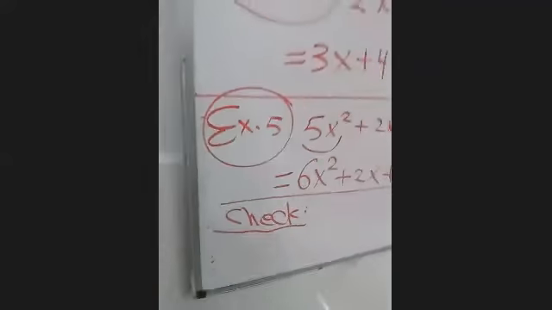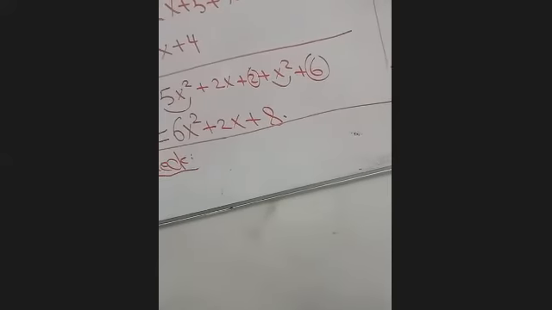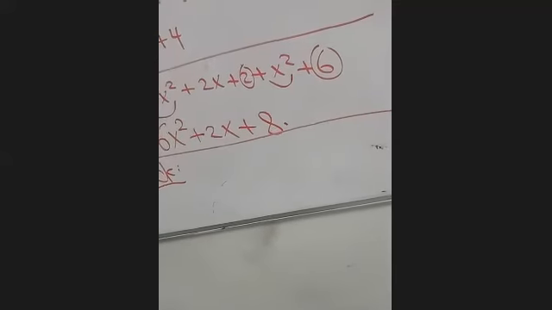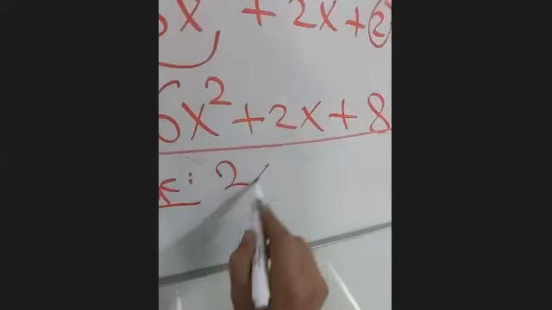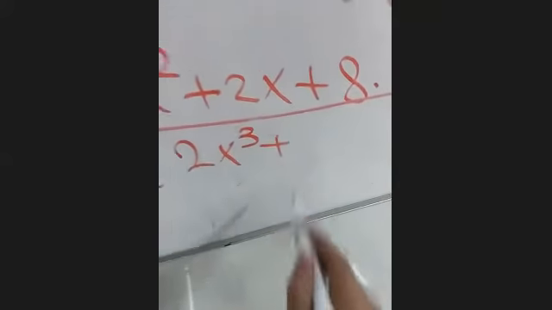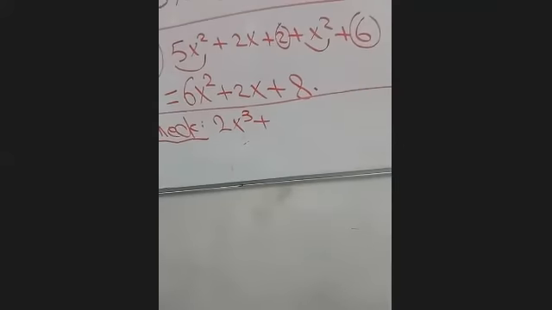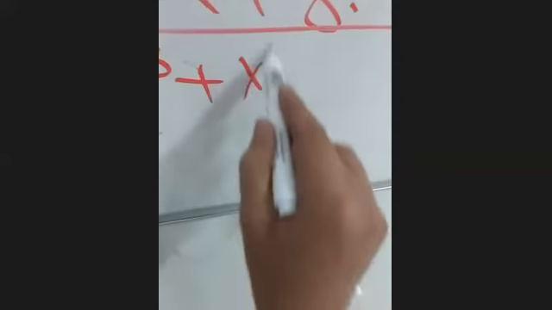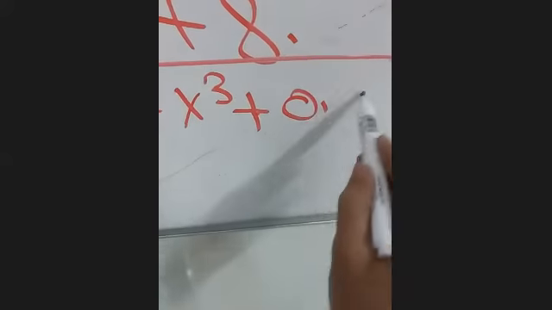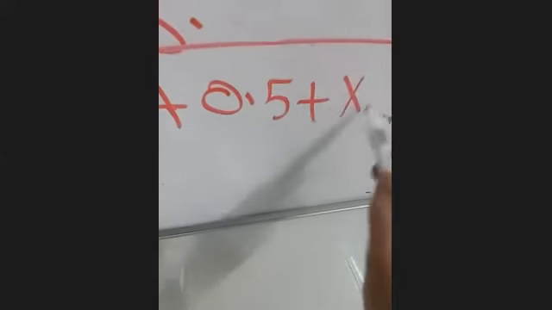Let's go to the check below example five, guys. On the next page, we have 2x power 3 plus x power 3 plus 0.5 plus x power 2 plus 1.5.